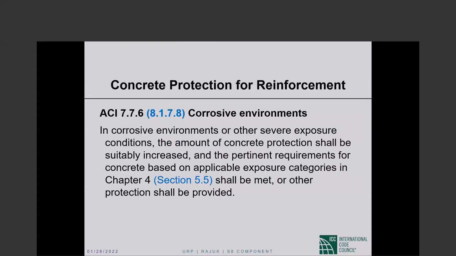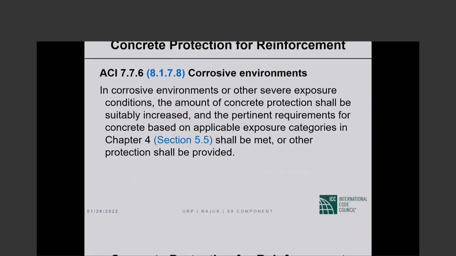Obviously, it is not very specific. And the pertinent requirements for concrete based on applicable exposure categories, those are in the durability chapter, chapter 4, shall be met or other protection shall be provided. So we are essentially saying you shall increase the covers, you shall meet the durability requirements of chapter 4, or other protection shall be provided. You will not only depend on the cover. Maybe you need physical enclosure or things of that kind.